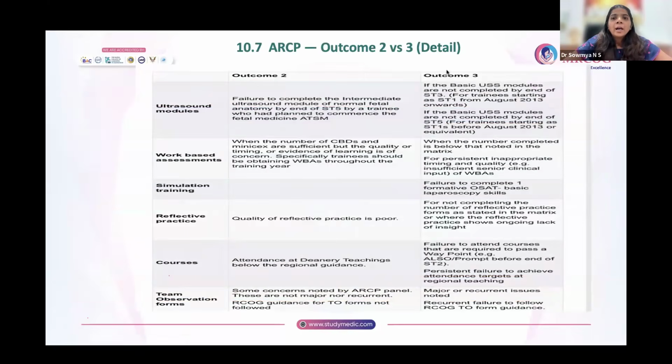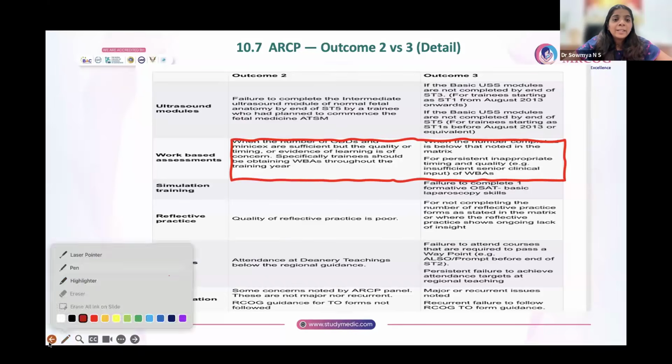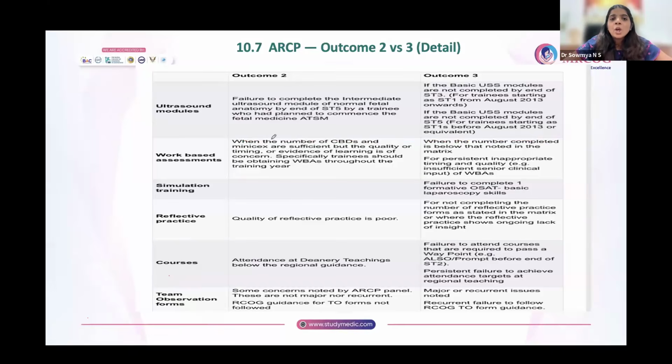Thank you. And of course, the ARCP outcome is only going to come. I'll just show you the difference between outcome 2 and 3. For example, you have done a CBD, case-based discussion. When the number of CBDs and mini-CEXs is sufficient, but the quality or timing or evidence is of concern, then you are given outcome 2. However, when the number is below that noted in the matrix, that's persistently you are repeating the same thing.